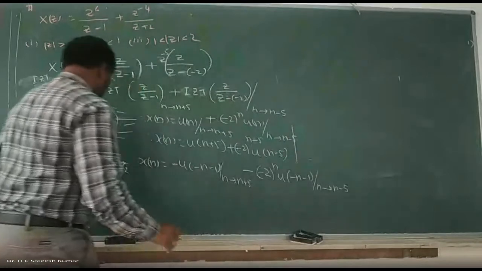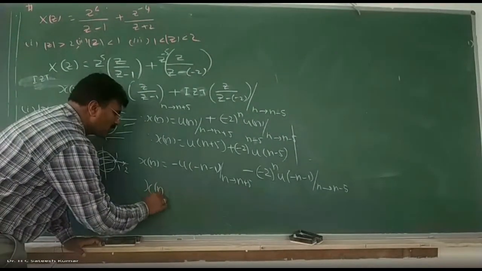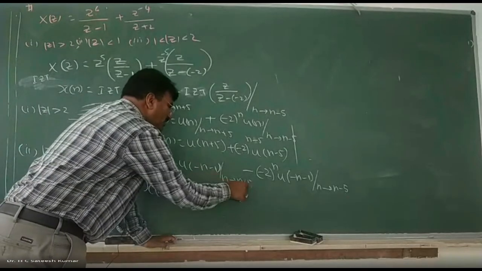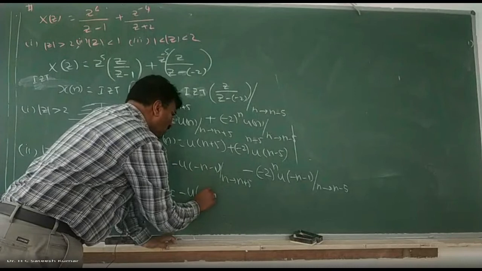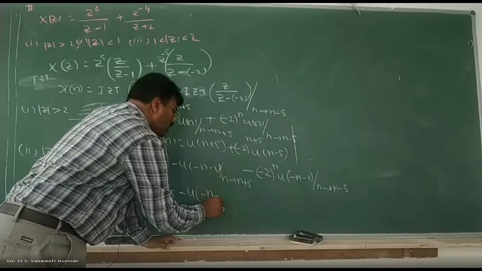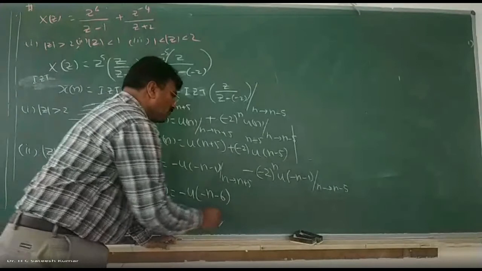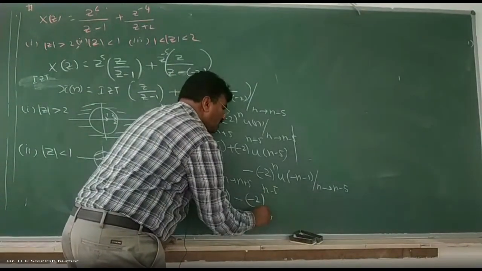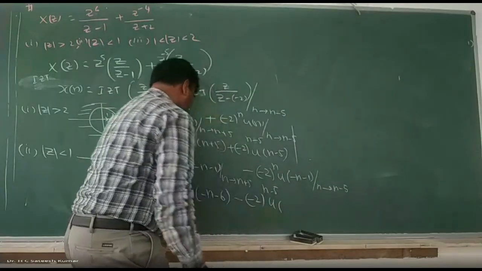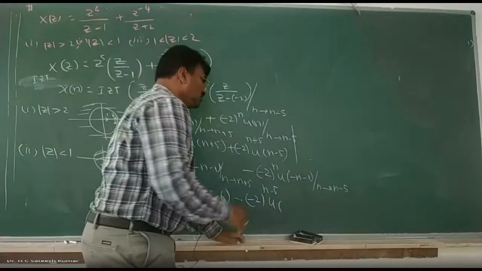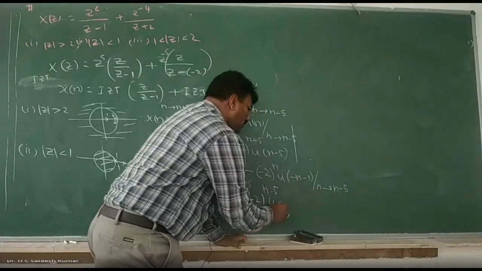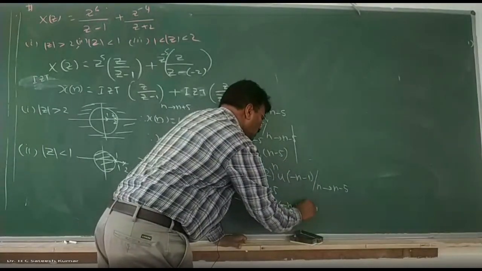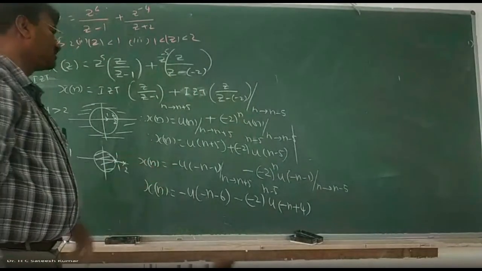Carefully you should do that. X of n is equal to minus u of n plus 5, so in place of n you write n plus 5. Therefore we will get minus n minus 5, so minus n minus 5 minus 1 is minus 6. You will get minus of minus 2 to the power of n minus 5 into u of, n replaced by n minus 5, means minus n plus 5 minus 1, which is plus 4. Substitute carefully and simplify it.